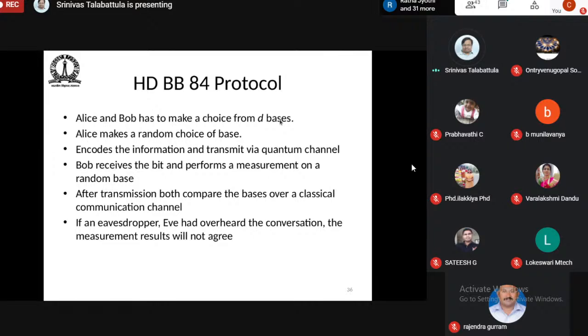Alice will make a random choice of the basis, encode the information, and transmit via fiber or quantum channel. Then Bob, the receiver, performs a measurement on a random basis. After transmission, both compare the basis over a classical communication channel. If there is an eavesdropper, the probabilities will be different and the measurement results will not agree. So in the case of HD QKD, the HD BB84 protocol, you need to have d basis. That is the most important conclusion.